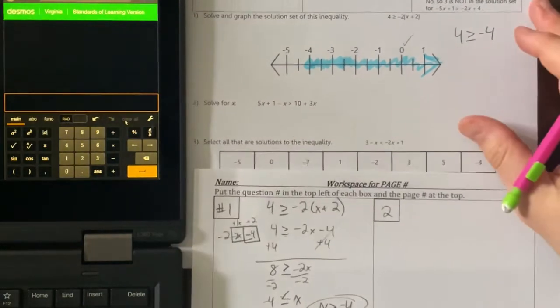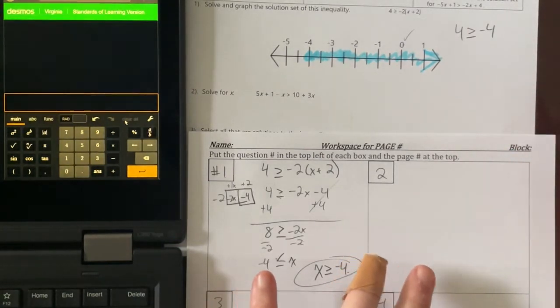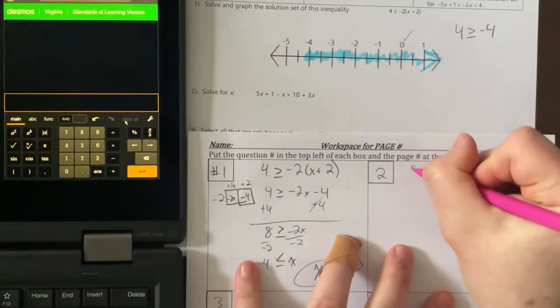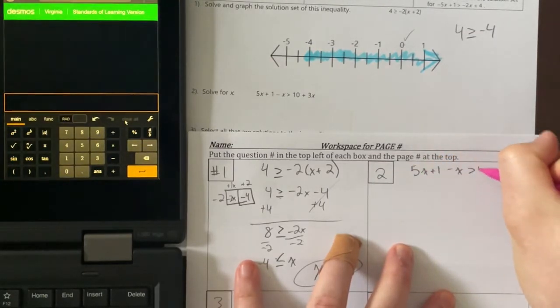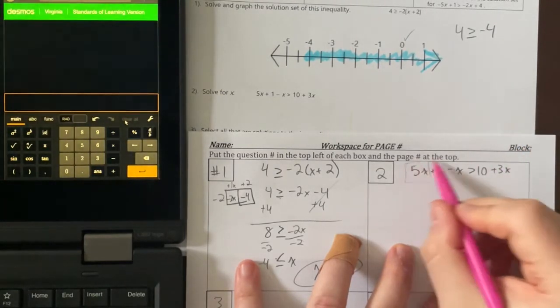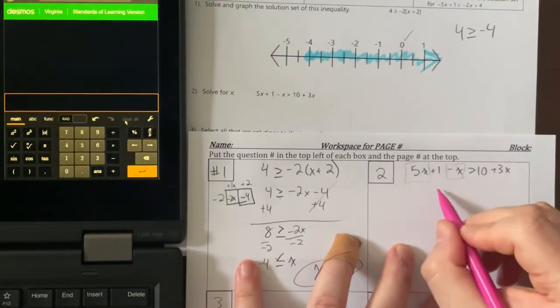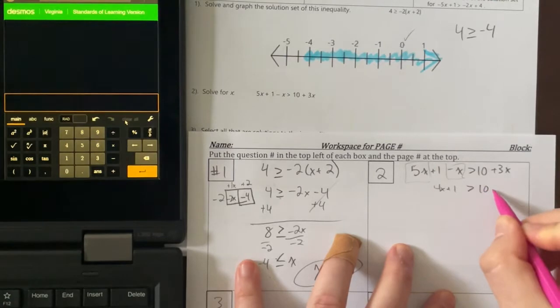All right. For number 2, it says solve for x, and so I have this inequality. I have 5x plus 1 minus x is greater than 10 plus 3x. Be able to combine those like terms, so I'm going to say I have 5x and negative 1x is going to be 4x plus 1. The rest stays the same.